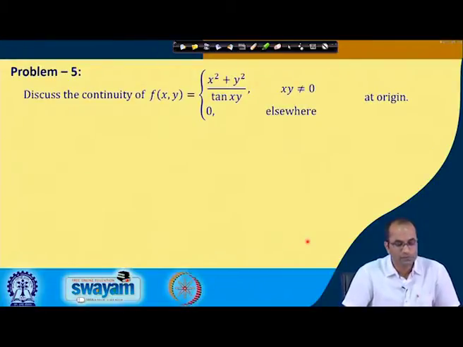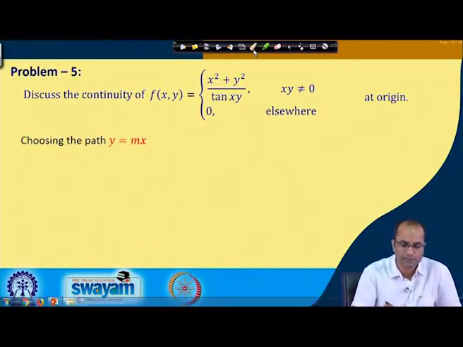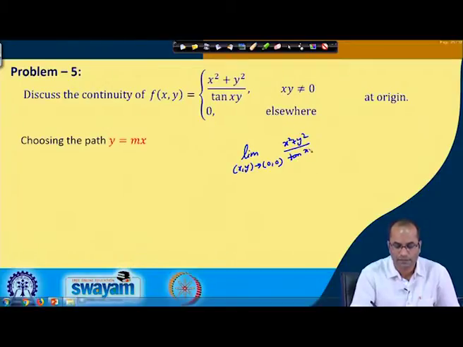Now, moving to the next problem, here we have x square plus y square over 10 x y. Looking at this function, it is difficult to see what the limiting value will be, whether the limit will exist, and what substitution we should make. So again let us choose y is equal to m x and see what is happening in this case. The given limit as x y goes to 0 of x square plus y square over 10 x y, and we substitute y is equal to m x.